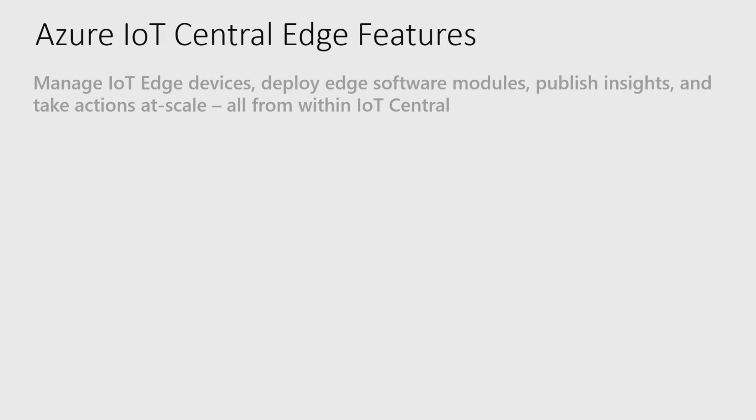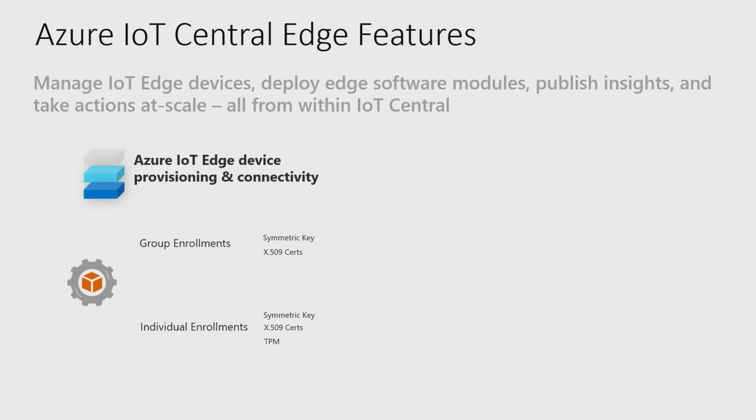So if you look at IoT Edge features, basically what we have done is, if you look at the provisioning and connectivity, we have always had IoT Central powered by DPS, the Device Provisioning Service. What it does for you is it standardizes how you provision your devices. We have always had group enrollment. If you have tried DPS, basically under the hood we are powered by DPS. So we support that group enrollment with X509 certs or symmetric key.